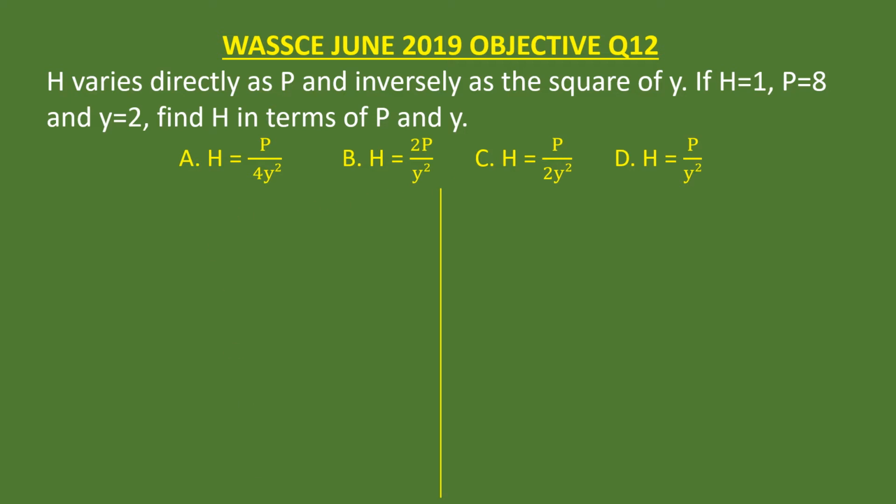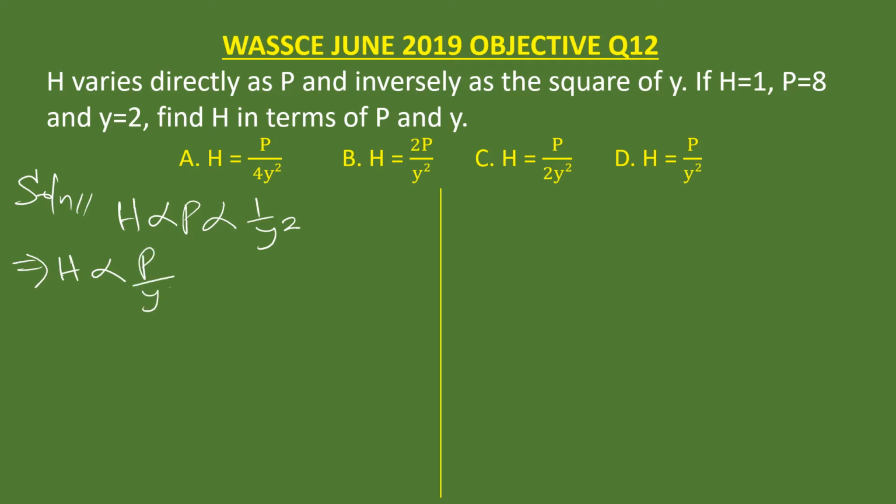So let's solve it. In case you miss the video on joint variation, I would like you to go back and watch it. Solution. H varies directly as what? P, and inversely as the square of Y. This implies that H varies directly as P and inversely as the square of Y. What this means is that H is equal to what? KP over Y squared.